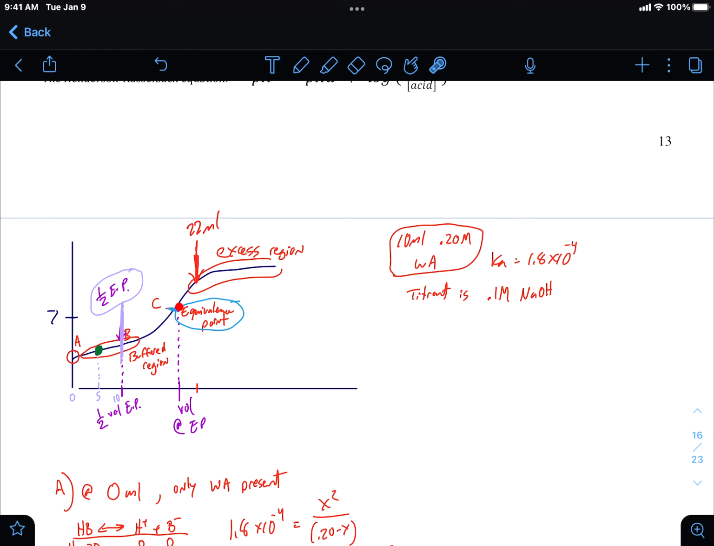At point C, you have exactly neutralized the moles of your original acid. And therefore, it's not a buffer anymore. It's just a weak base problem now. And any point after C, it's just based on what the concentration of the titrant is. And then there's a special point here, halfway between A and C. We call that the half equivalence point. That is when your moles of a weak acid and conjugate base are equal to each other. And what that means is your pH is equal to the pKa.